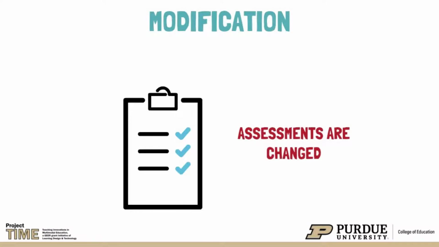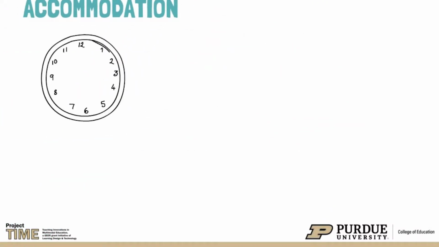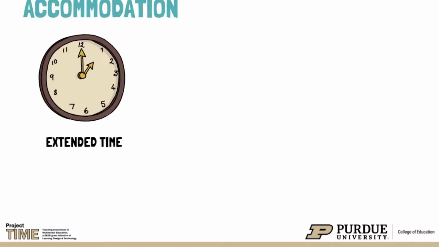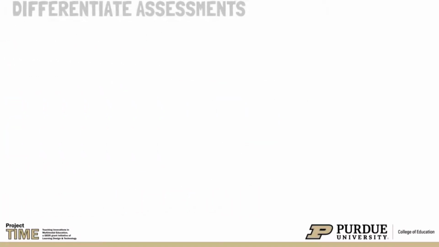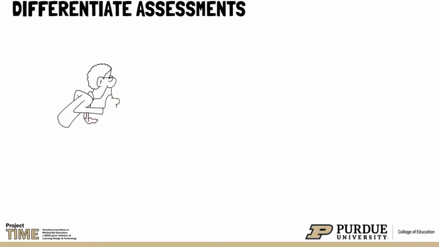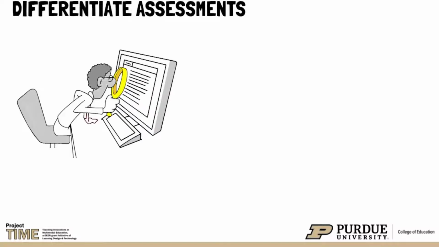With modification, on the other hand, the assessments for special populations are changed. For example, a common form of accommodation is allowing students more time to complete an exam, while a modification might be to use a different exam format or different questions for special populations. In order to differentiate assessments for special populations in online environments, it is important to pay specific attention to the individual needs of all students.